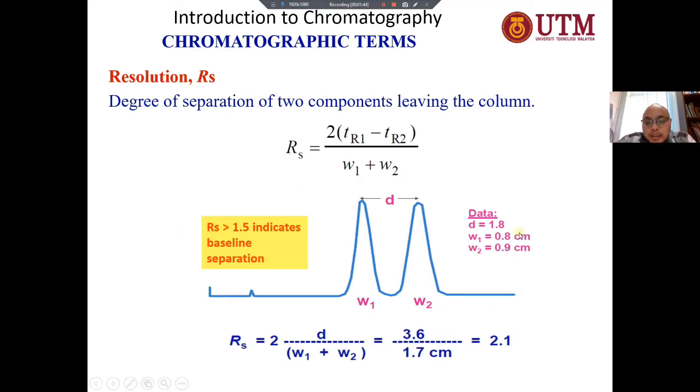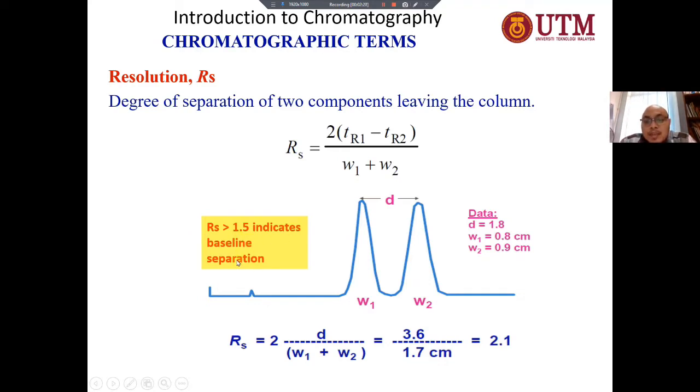Okay, in this situation, where the information given is the measurement in centimeter, both units you need to use over here are in centimeter. For example, the D over here is 1.8. The widths here are 0.8 and 0.9. So 2 multiplied by 1.8, you get 3.6. 0.8 plus 0.9 is 1.7. So 3.6 cm over 1.7 cm, so it is 2.1. RS more than 1.5 indicates a baseline separation.